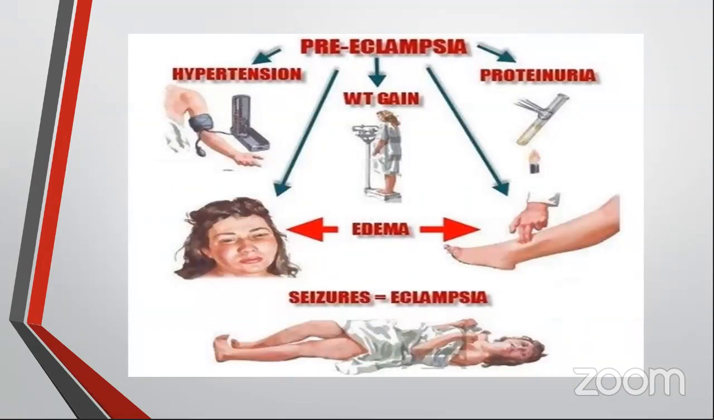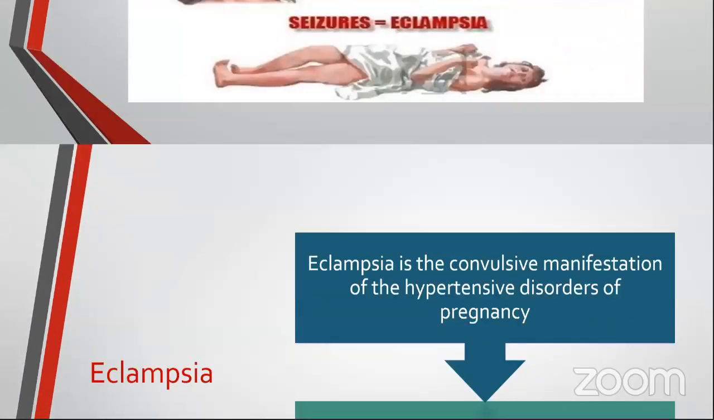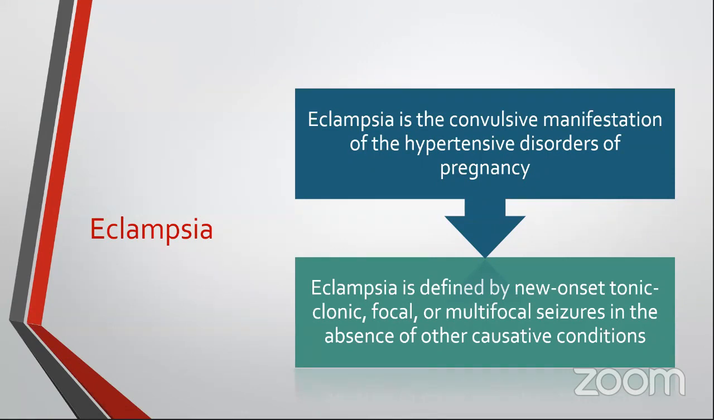Symptoms and signs of preeclampsia: hypertension, weight gain, proteinuria, generalized edema, especially facial edema, and this can progress to eclampsia. What is eclampsia? Eclampsia is the convulsive manifestation of hypertensive disorder. It can be tonic-clonic convulsions, or focal or multifocal seizures, in the absence of any other causative condition. Any convulsion during pregnancy, especially after 20 weeks of gestation, is to be considered eclampsia until proven otherwise.